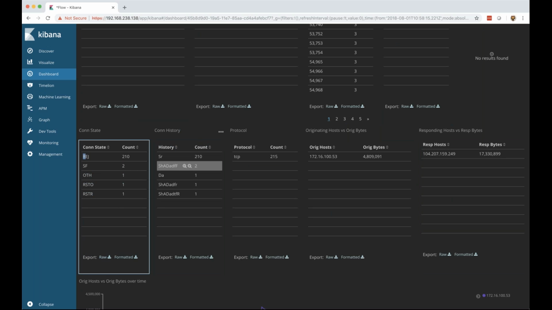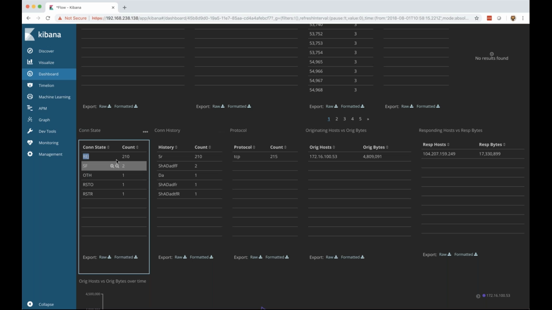So Bro gives you a con state and a history field. The con state is going to be a basically lettered code. There's several of them, and it's going to tell you some information about how that connection went. The rejected state typically means that the responder, in this case the server, has sent a reset and said, hey, I don't feel like talking to you.